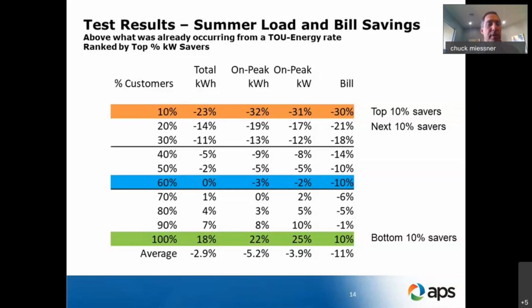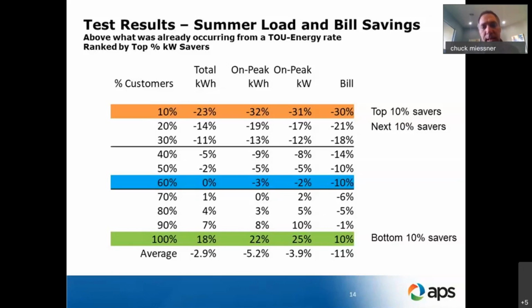They had 0% incremental reduction in total kilowatt hours, 3% incremental reduction in on-peak kilowatt hours, 2% incremental reduction in kW, and a 10% incremental reduction in bill. So that's from the blue line to the orange lines. Those are our winners, or people that we'd like to be.